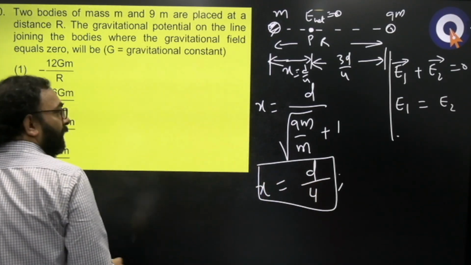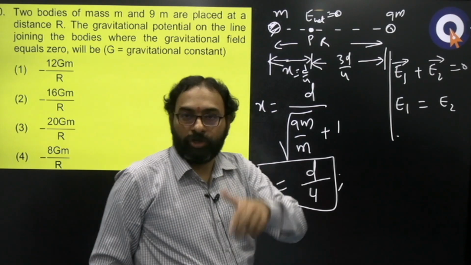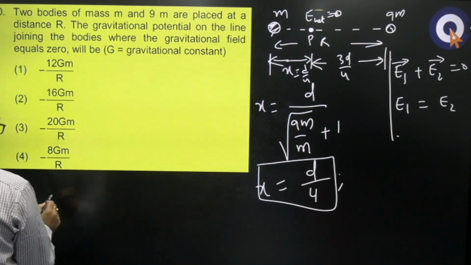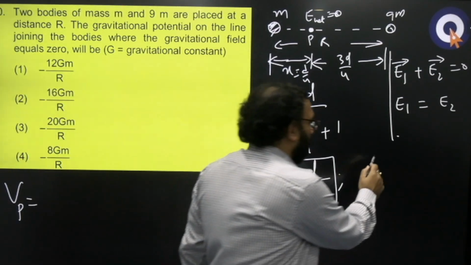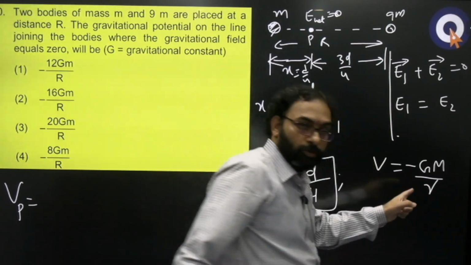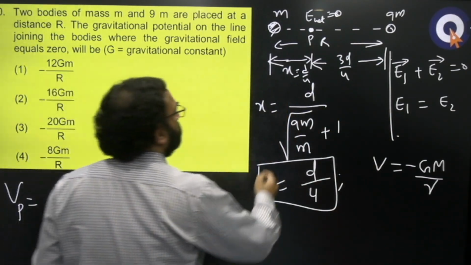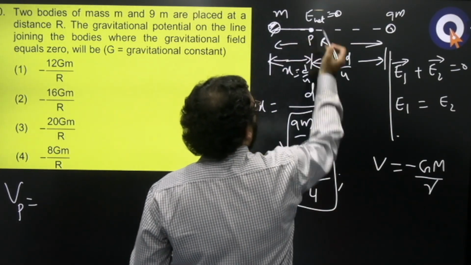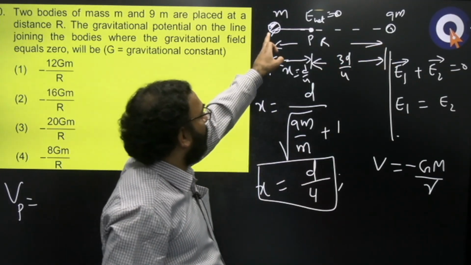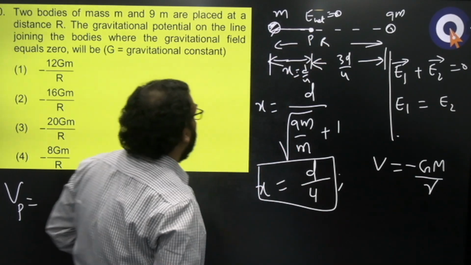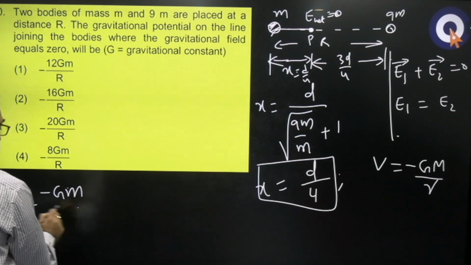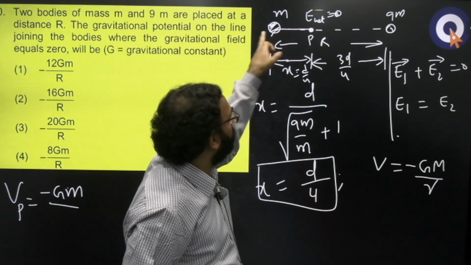Now let us calculate the potential. The net potential at that point: the formula for gravitational potential is minus Gm by r. Let us use this. Here this distance is d by 4 and the remaining distance is 3d by 4. So potential due to this mass m at this point P is minus G into m by r. This distance is how much? D by 4.